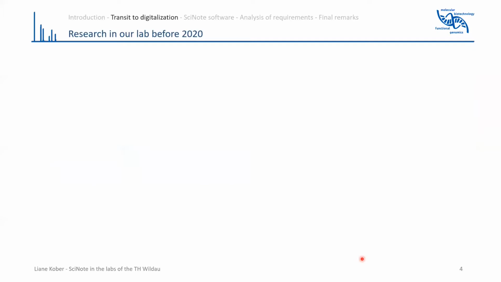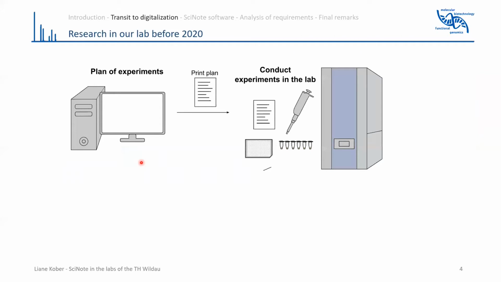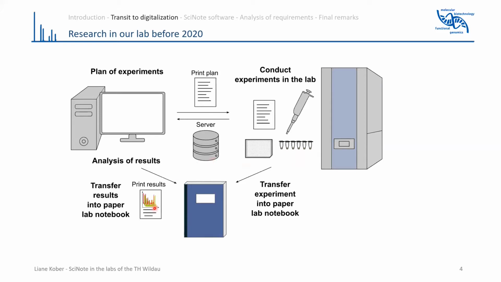So how did we find our way into digitalization? Not long ago, research in our lab was conducted as follows. First we simply planned our experiments in the office, and then I printed a plan for the experiment on a piece of paper, went into the lab, and conducted my experiment. The individual steps are then transferred into the paper lab notebook. The results are transferred from the lab either by a USB stick or in some cases also by saving data on a server. And then the results are analyzed. Some results are printed in graphs, for example, and are also transferred into the paper lab notebook.